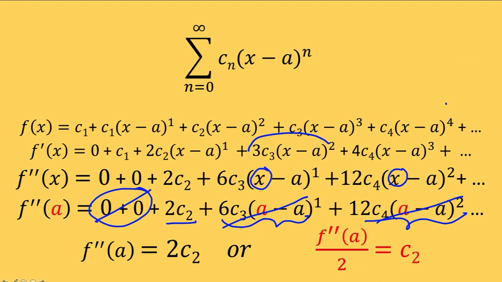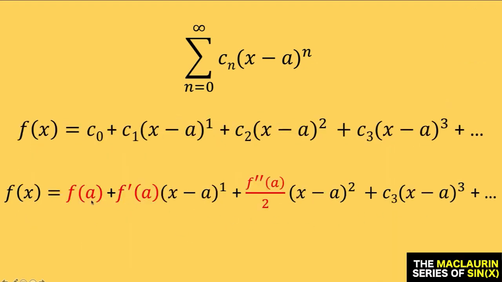So this is now our representation. So this is now the value of c sub 2. C sub 2 is f double prime of a over 2. And we can now see some pattern. You have f of a, f prime of a, f double prime of a over 2. So for c sub 3, it appears like we are going to get f triple prime of a, but we do not know what is the denominator. So let's compute for that.